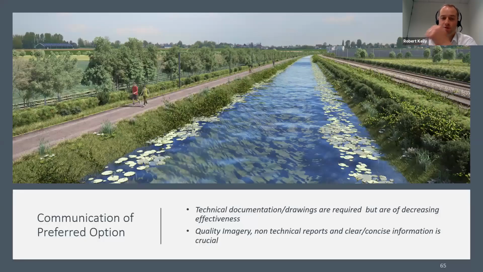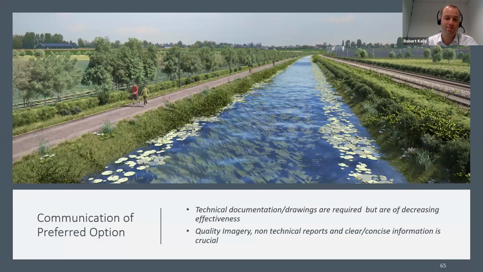So really, just to come to a close on my presentation, while it's important that the options assessment process is thorough and documented as such, and there's a lot of technical documentation and drawings produced, really, having agreed amongst the project team what the preferred option is, and having that documented, send the communication piece, and how you get the preferred option and the benefits associated with it, out to the public in a manner that can be understood.